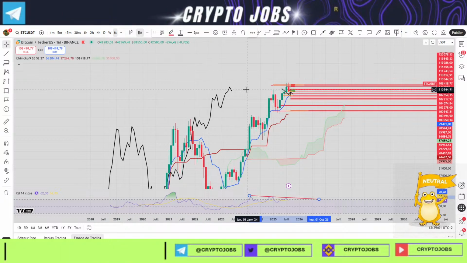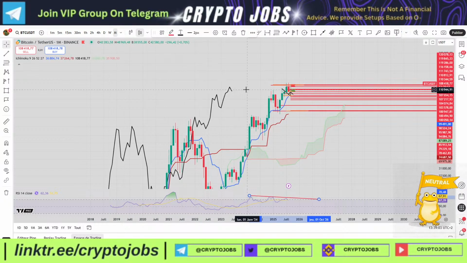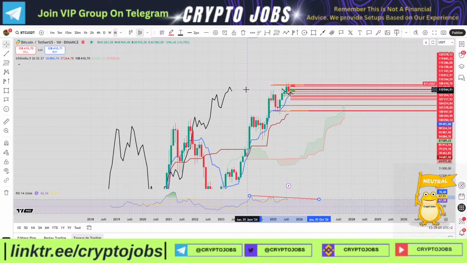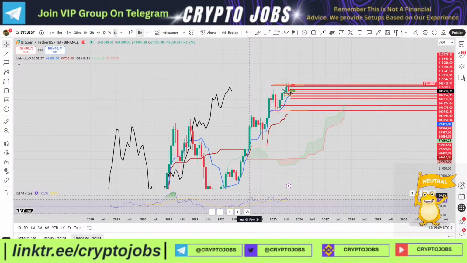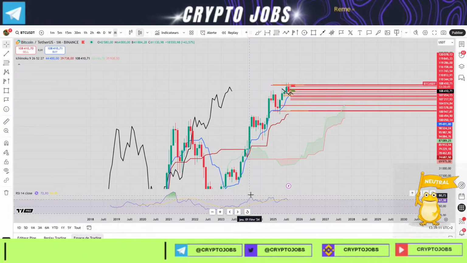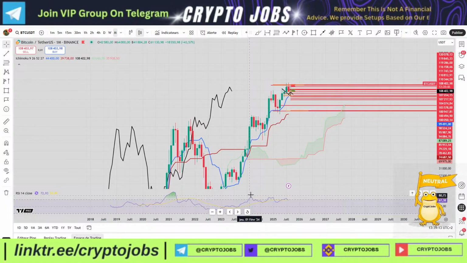It's always important to look at the higher time frames to get the strongest levels, okay? And of course, this is not financial advice. Do your own research before investing, please.